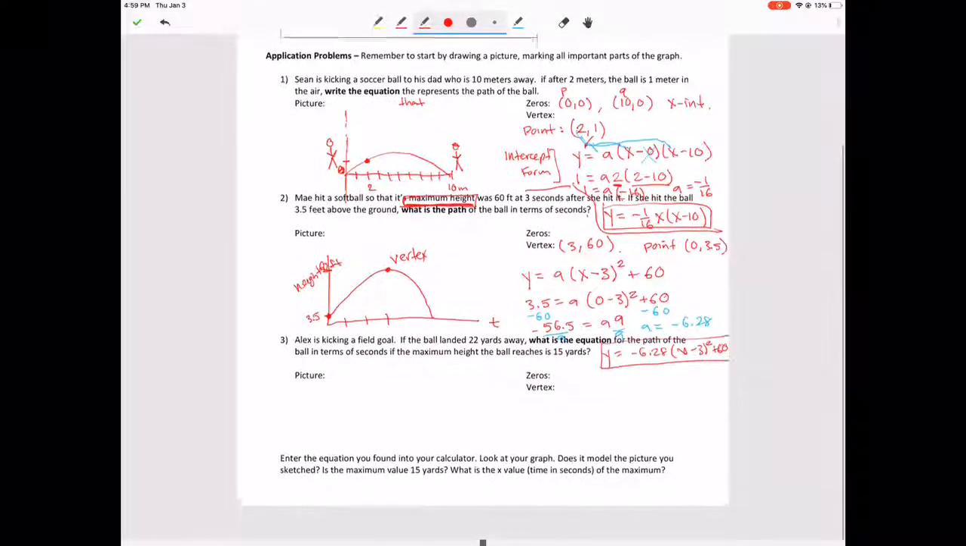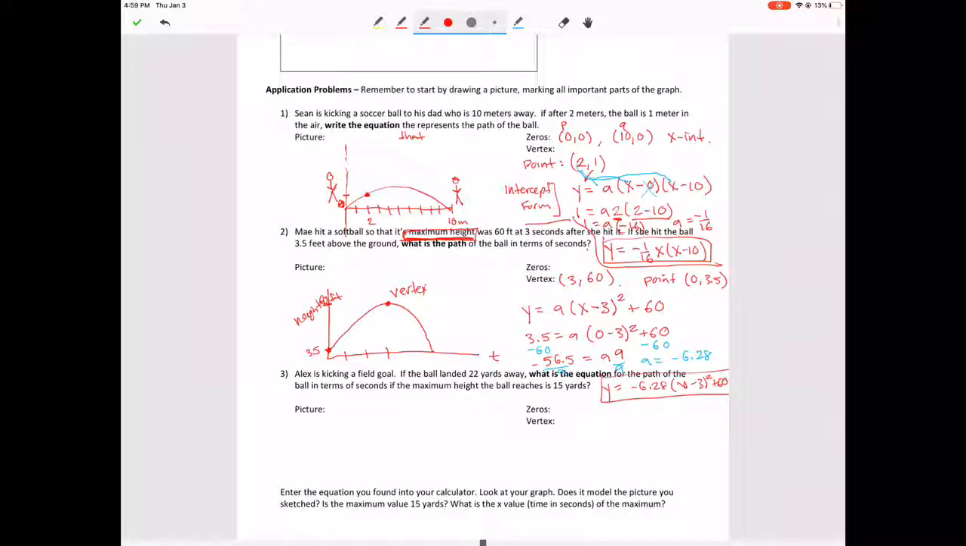All right, and then last one says Alex is kicking a field goal. If the ball landed 22 yards away, what is the equation for the path of the ball in terms of seconds if the maximum height the ball reaches is 15 yards.